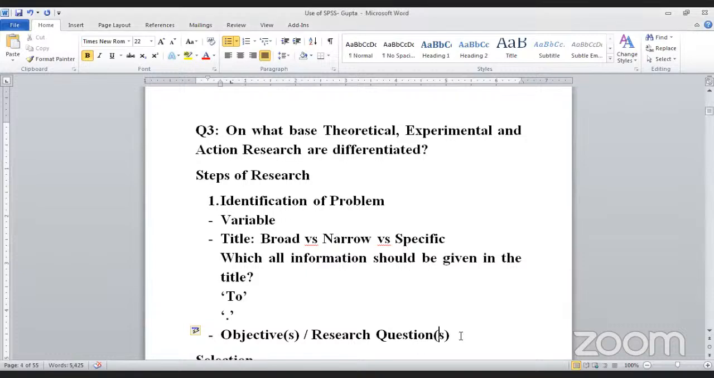So therefore, when you are writing the objective, you must know, should it be broad? Should it be narrow? Sorry, or should it be pinpointed? Now, what do you think? Should your research question or objective be broad, narrow, or pinpointed?